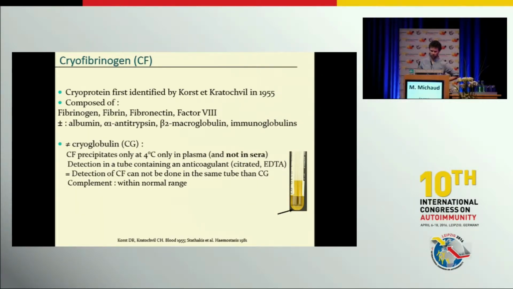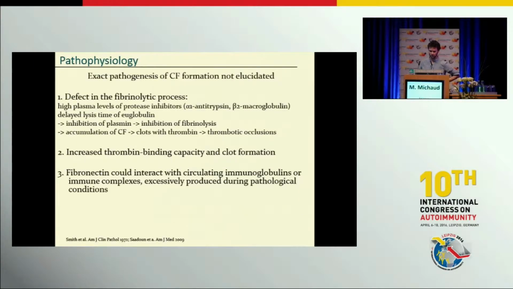You need to use a different tube that contains an anticoagulant, except heparin, because there is a risk of false positive result. So the detection cannot be done on the same tube for CF and CG. The complement is within normal range in patients with cryofibrinogen.